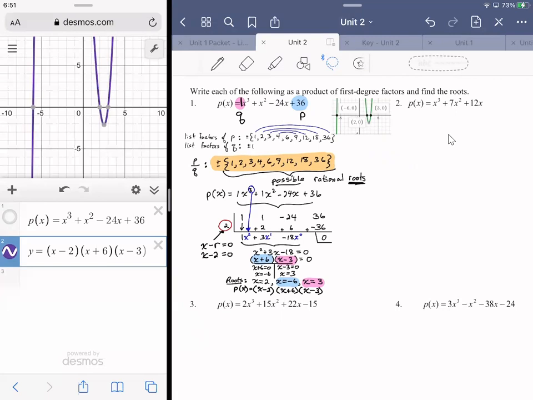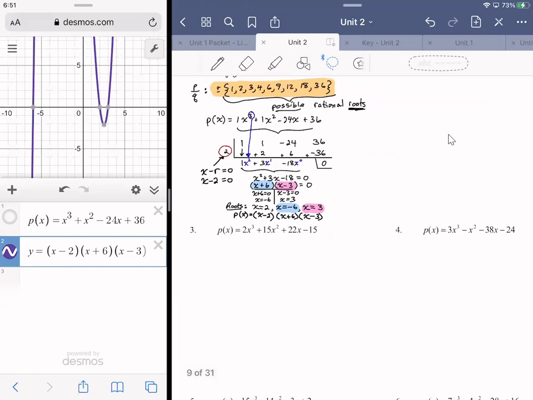Yeah, because that one's a little jazzier. So we identify the P and Q values. So that's P representing the factors of the constant term, Q representing the factors of the leading coefficient. So I'd say P is going to contain any number that can divide evenly into 15.